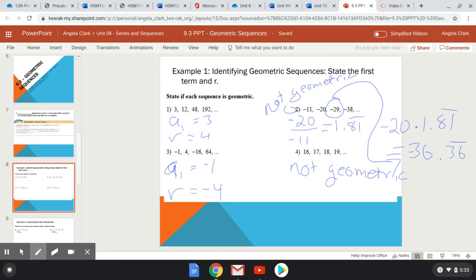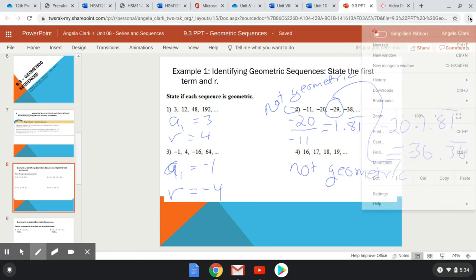So these are kind of the two ways to see if something is not geometric, right? You find the ratio and see that it doesn't work for the next term, then it's not geometric. Or if you figure out that it is in fact arithmetic, then it's not geometric. So that is that. We're done with this slide, and I will see you in the next video.